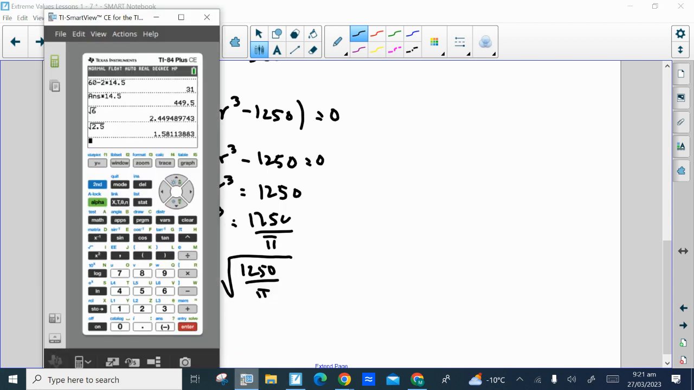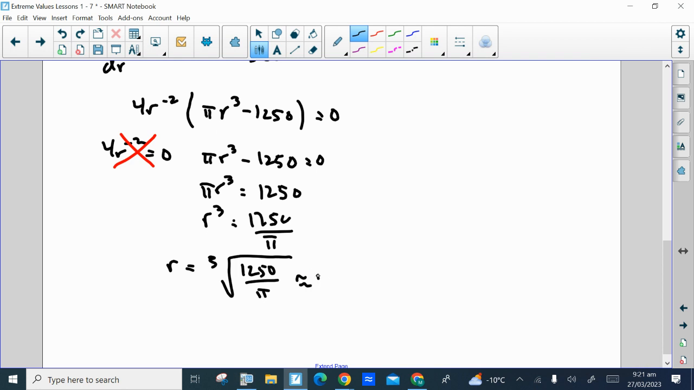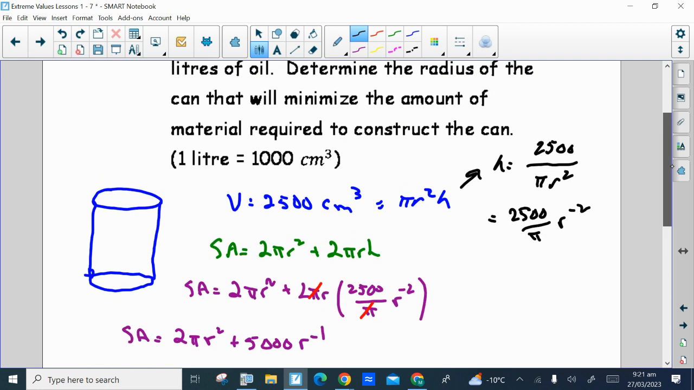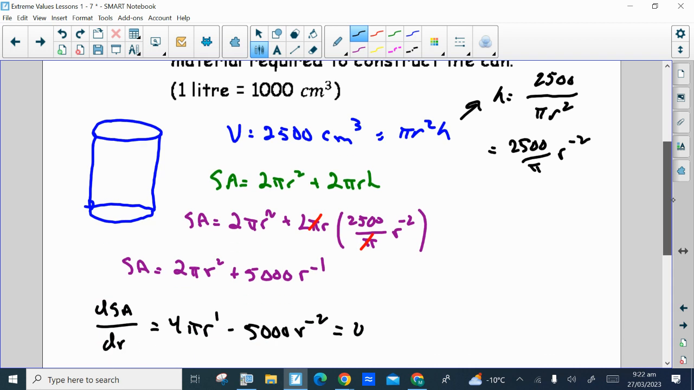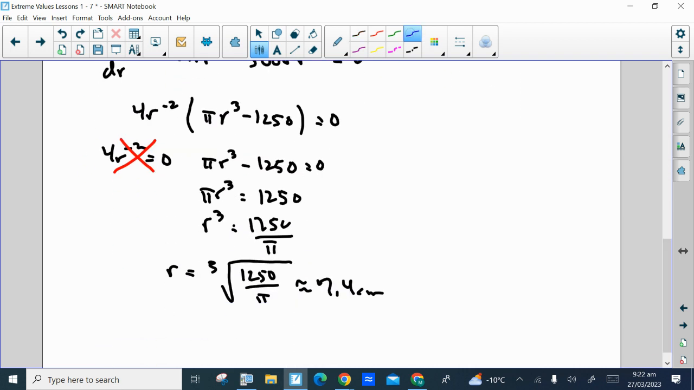We can certainly find out what it is as a decimal. The cube root of 1,250 over pi, approximately 7.4 centimeters. But the exact value is what we would report. Minimize the surface area. Minimum surface area occurs when the radius is the cube root of 1,250 over pi.